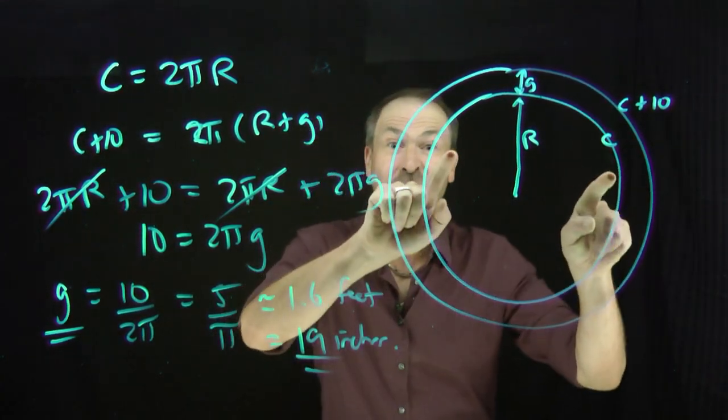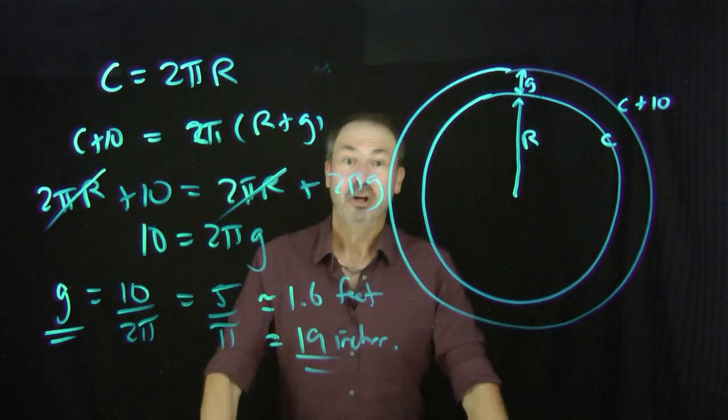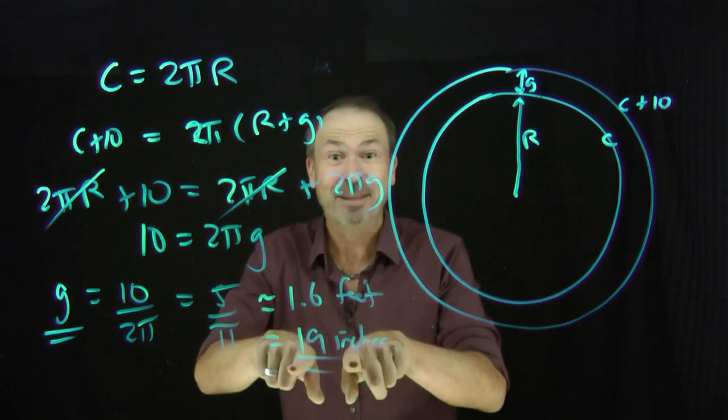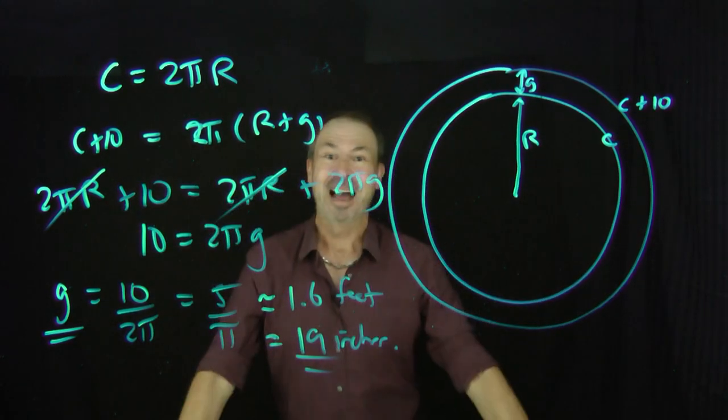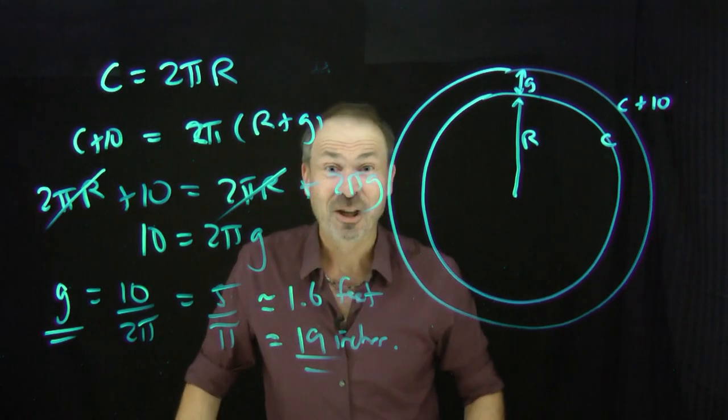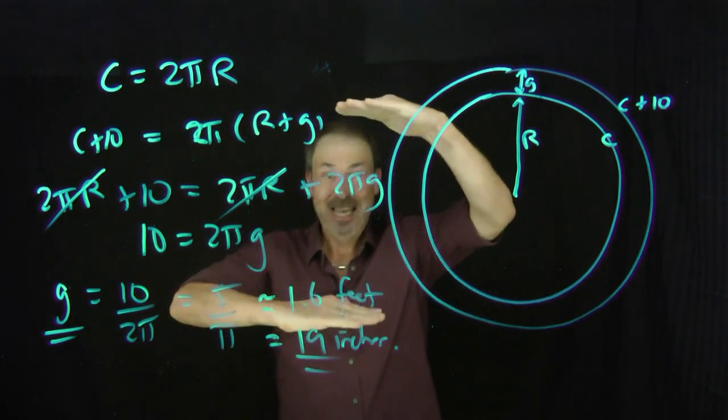Do it for a huge planet like Jupiter, you'll get 19 inches. Do this for a tiny planet with a radius the size of a pea or something, you'll get a gap size of 19 inches. It's always 19 inches. And the third surprise about this is, 19 inches, that's huge, that's about this much.